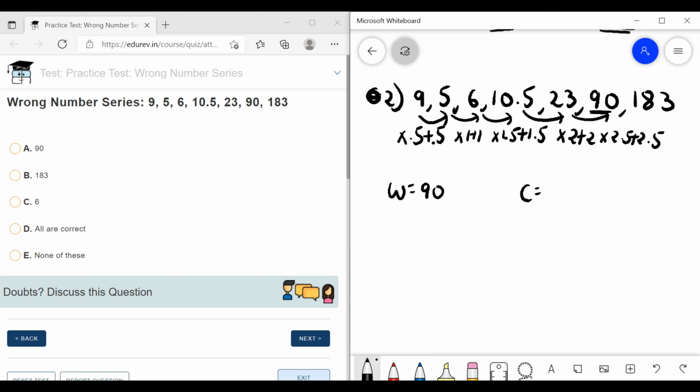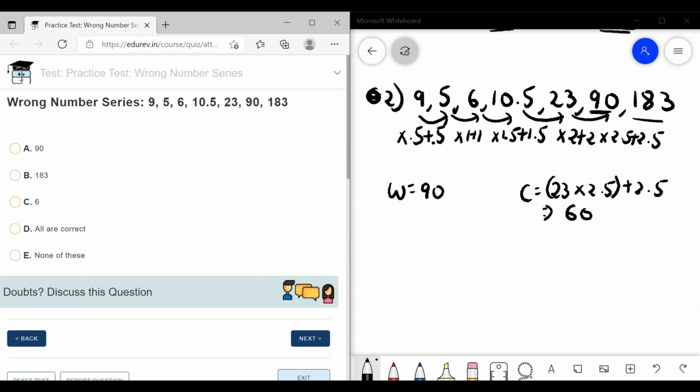And what would be the correct number? The correct number here would be 23 into 2.5, and then whatever number comes, we add 2.5 to it. So here our correct number would have been 60. And if you also want to verify it, from 60, if you multiply it into 3, which is 180, and add 3, we get 183. Therefore, our wrong number here is 90. So option A is the correct one.